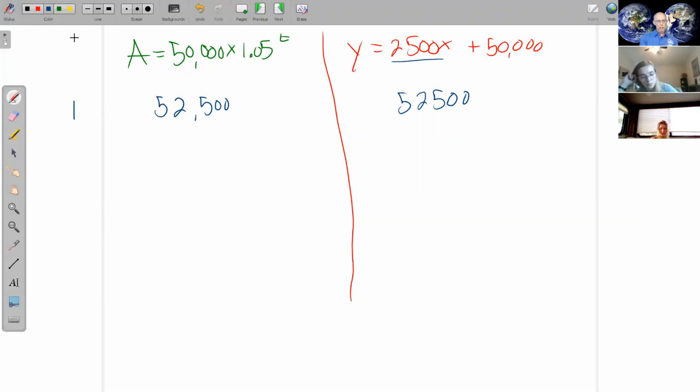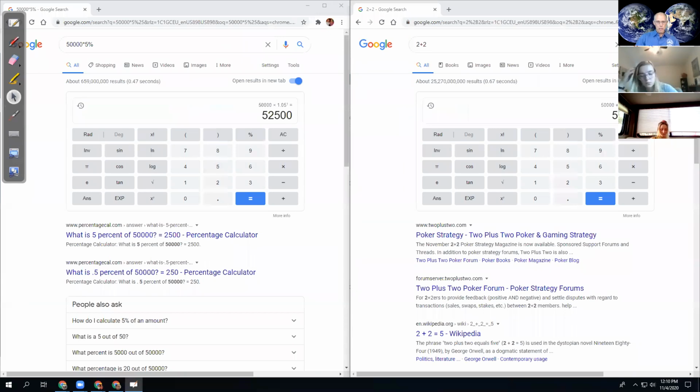So let's look at 5 years later, what's this going to look like? So we've got our calculator here. Then we just use the same formula, 50,000 times 1.05, and this time I want to raise it to the power 5. So 5 years later, I've got 63,814. And on this one, it would be 2,500 times 5 years later plus the initial amount, $50,000. And so that one's 62,500. So they're a little bit different.